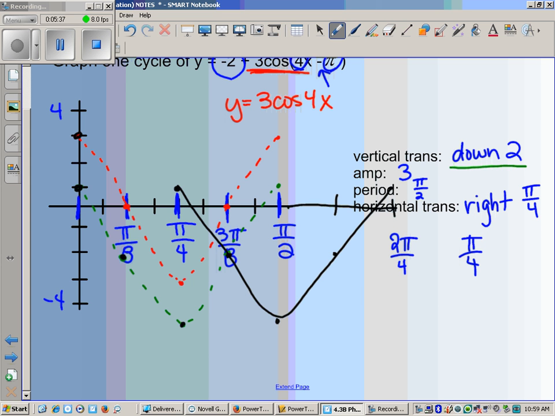You shifted now down 1, 2. You shifted over right pi over 4. That's 2 blue units over to the right. And so your final cosine graph should look like that. Okay? Do your best. Label all your parts, your amplitude, your period, your vertical translation, your horizontal translation. Label your axis and then go from there. I know you can all do it.